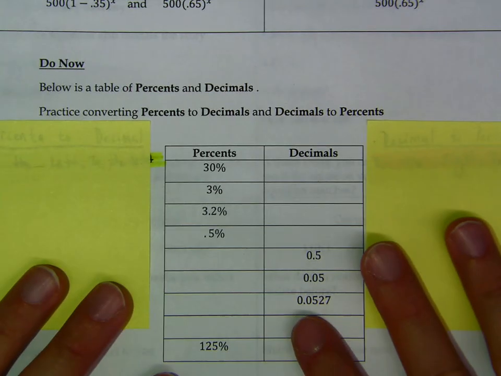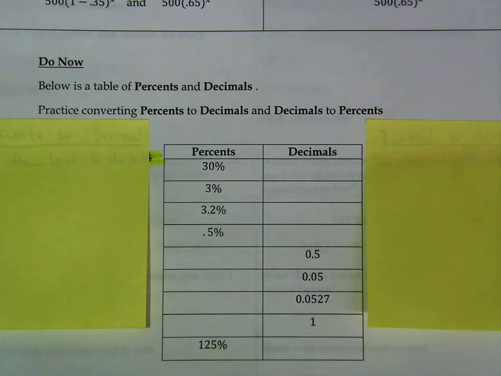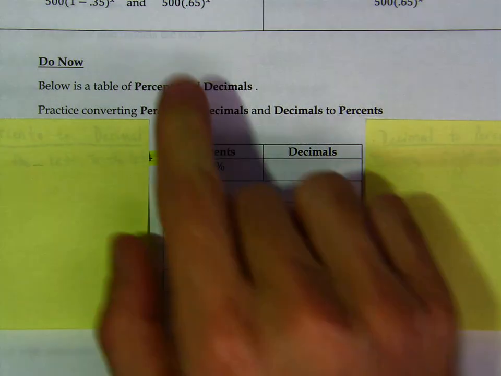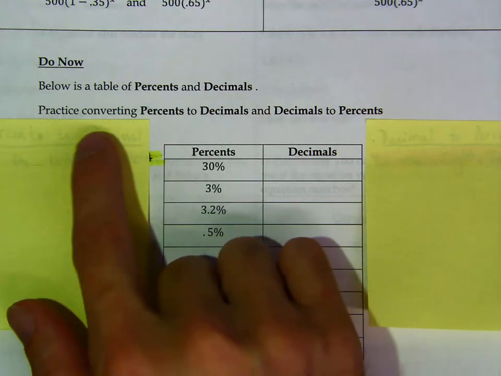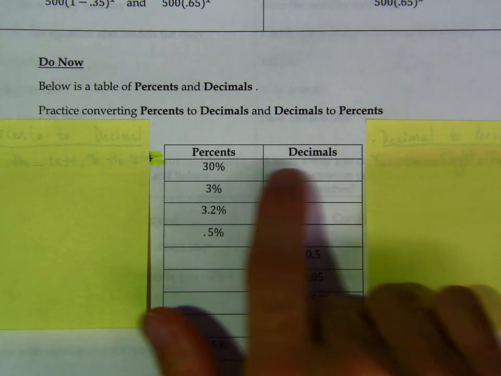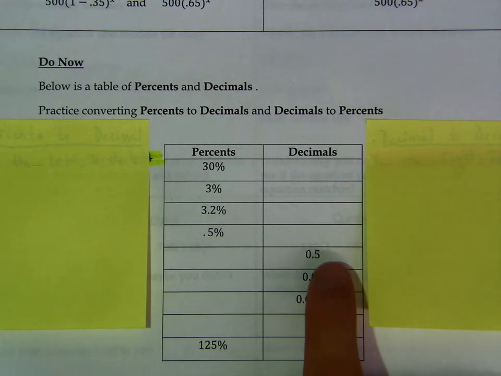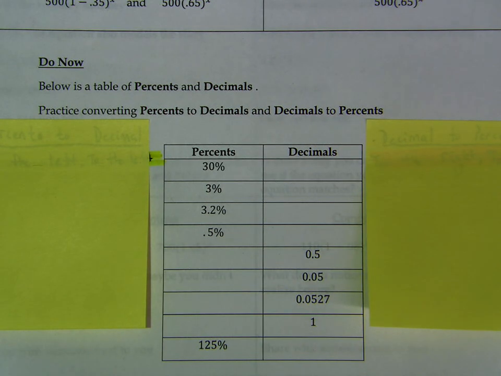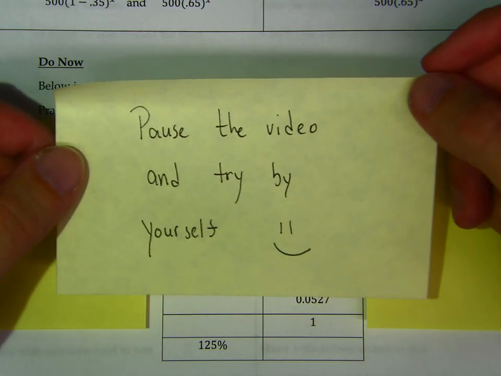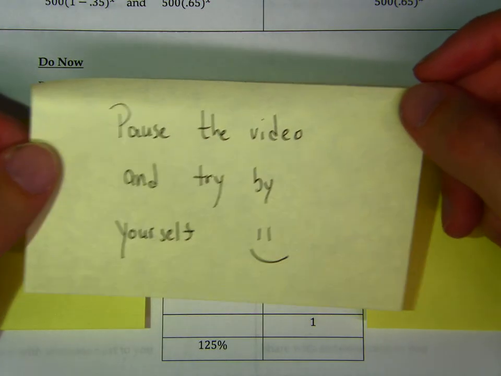Try hard mode activated. Let's have a quick little do now. What does it say? Below is a table of percents and decimals. Practice converting the percents to decimals, and then can you convert some of the decimals to percents? Let's see what you got. As Genesis loves to hear me say all the time, pause the video and try this by yourself.